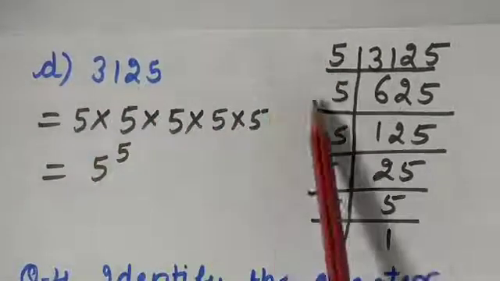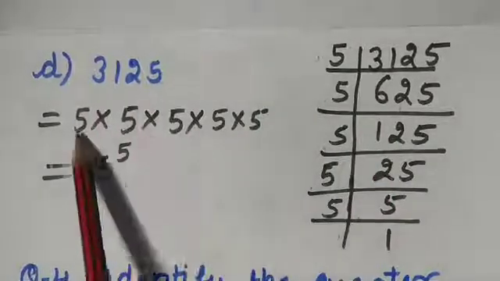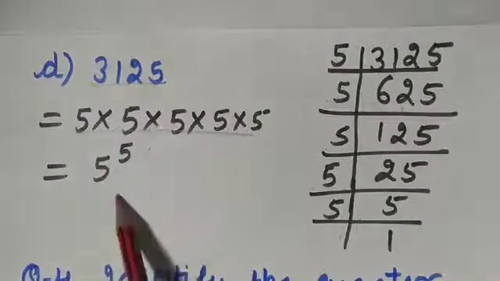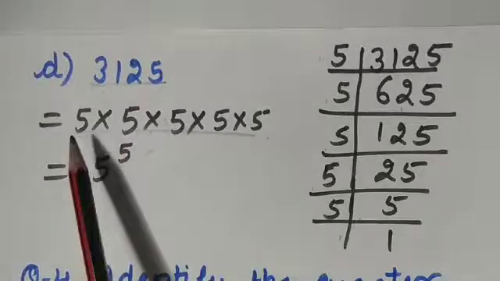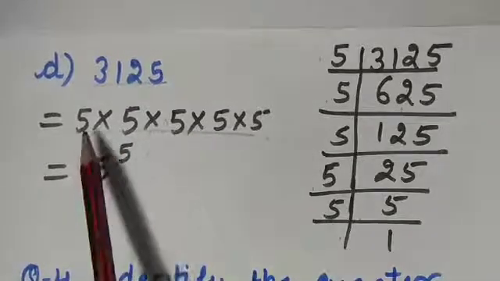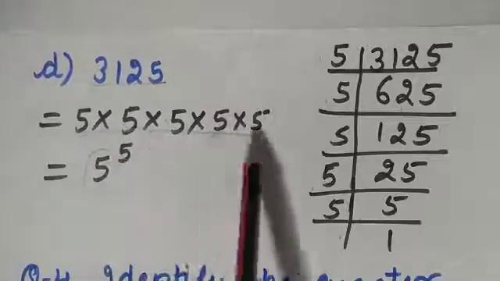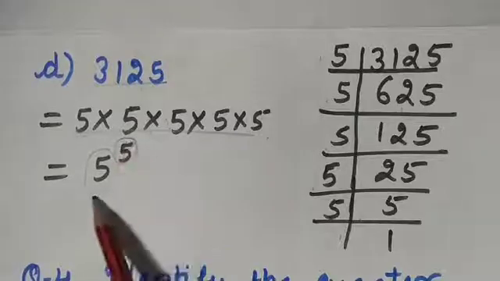Now 3125 can be written as 5 into 5 into 5 into 5 into 5. This is how you will write this number in exponential form. Here 5 is being multiplied, so 5 will be the base. And how many times is this 5 multiplied? 1, 2, 3, 4, 5. So it is multiplied 5 times, so the power will be 5. How will you read this?